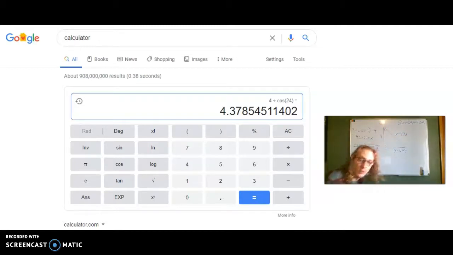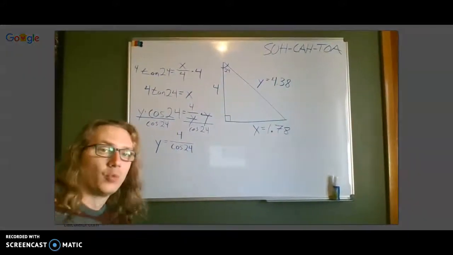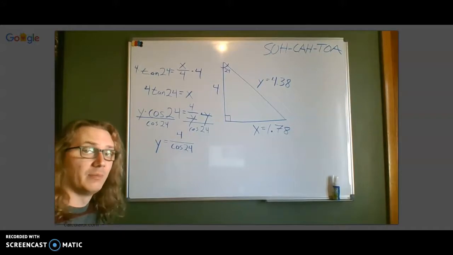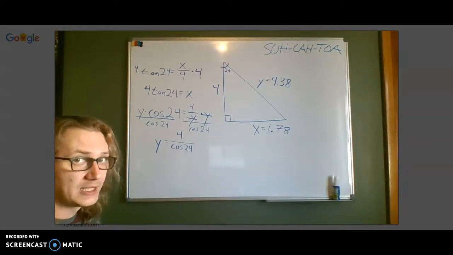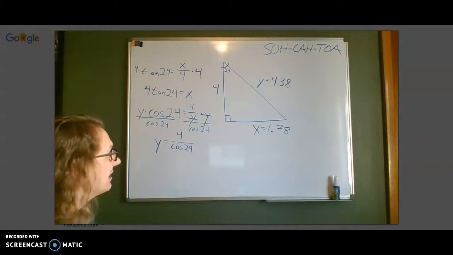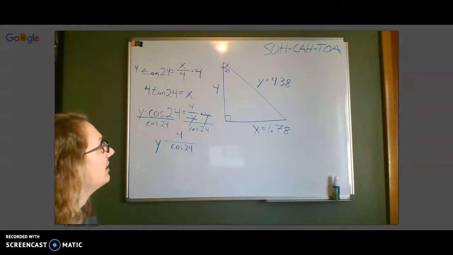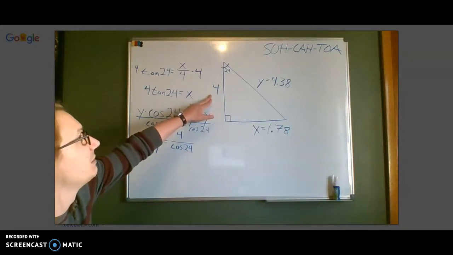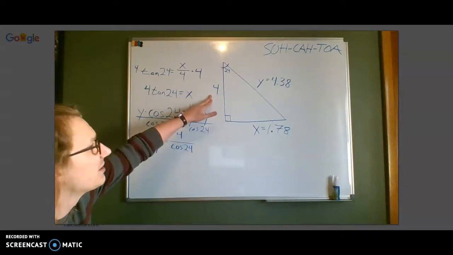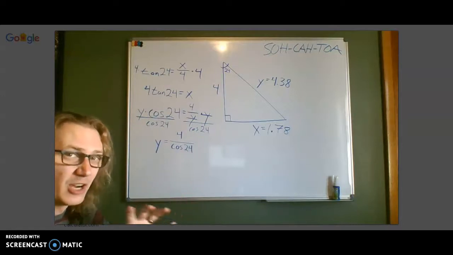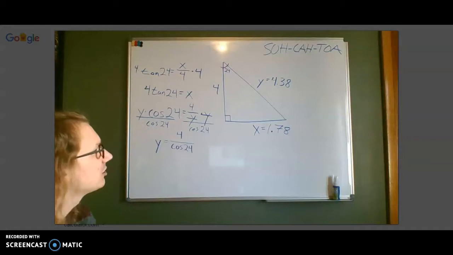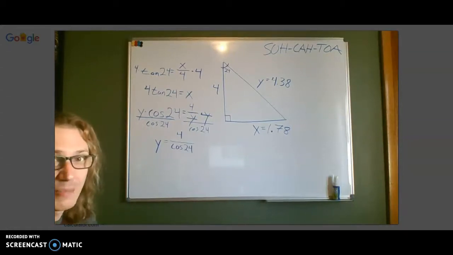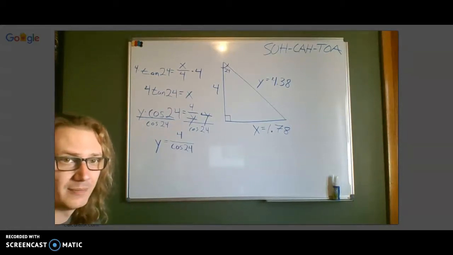Now, the last thing that I want to do is talk about reasonability. Does that seem like a reasonable answer for this problem? Well, it's opposite the right angle, so it should be the longest side, and it is. This side right here is going to be my second biggest side, and it's a little bit bigger than that, which is relatively small in a triangle with 4 and 1.78. So yeah, that seems like a reasonable answer to me, 4.38. My hypotenuse should be my biggest side.